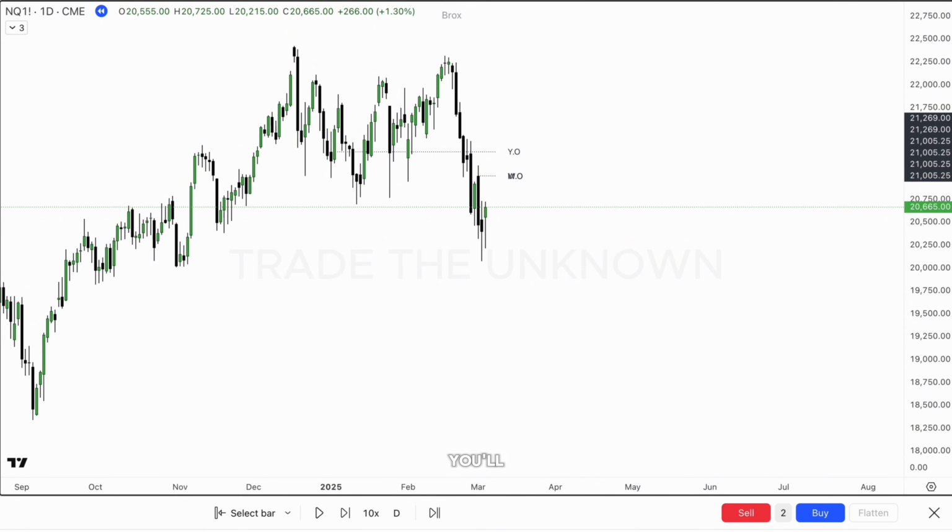So hopefully by the end of this, you'll be able to actually choose your draws more objectively, and every day just going into the market, being more confident in what price is reaching for.